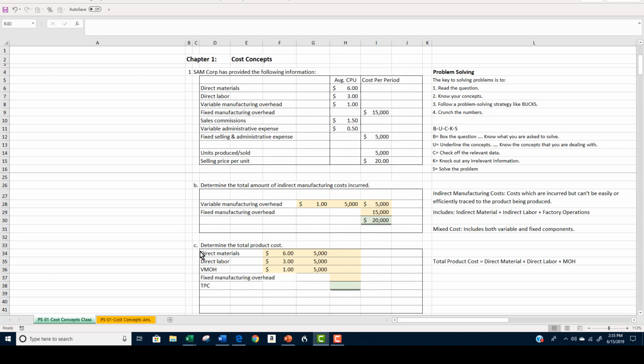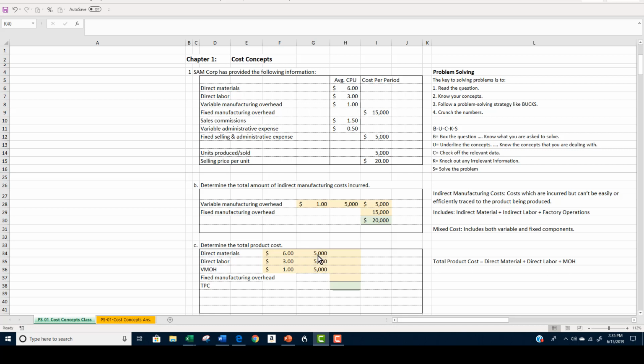Question C asks us to determine total product costs. The concept to be underlined is total product costs. Total product cost is the sum of direct material, direct labor, and manufacturing overhead. To get the total cost of each, we multiply the per unit amount by the units produced.